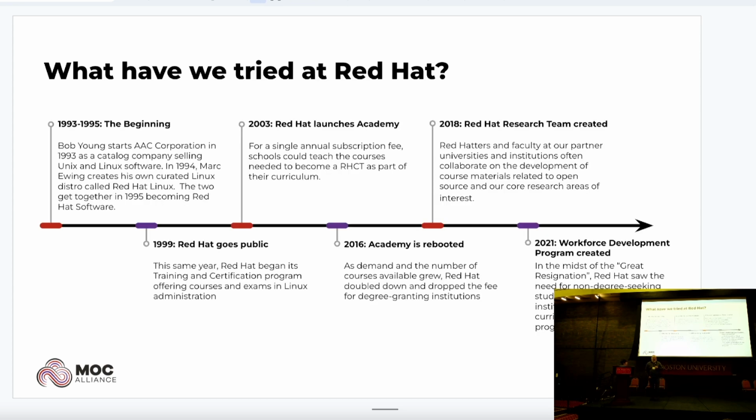So Red Hat, we've been at this for a little while. We've tried a lot of things. This is sort of a timeline here of the things that we've done that are education or education adjacent. We've had a lot of programs from our training and certification program to more direct university-facing programs like Academy, like our workforce development program, which, by the way, follows a different definition than the one we just gave you. To our research group, which you're all familiar with, and a lot of the Red Hatters that you see here today are members of.